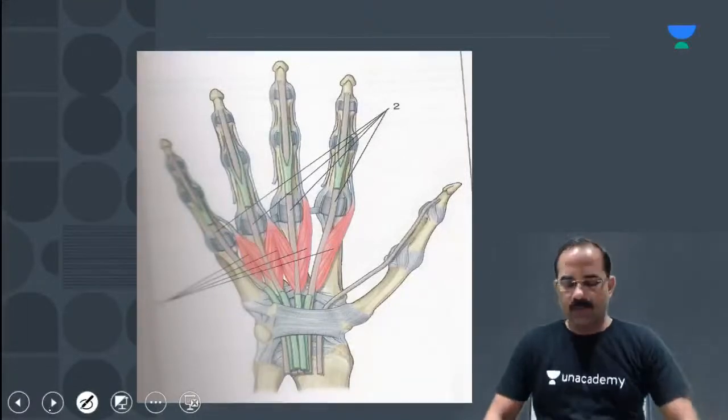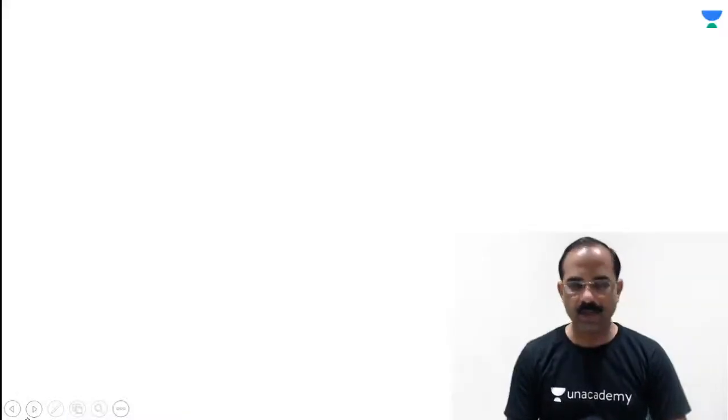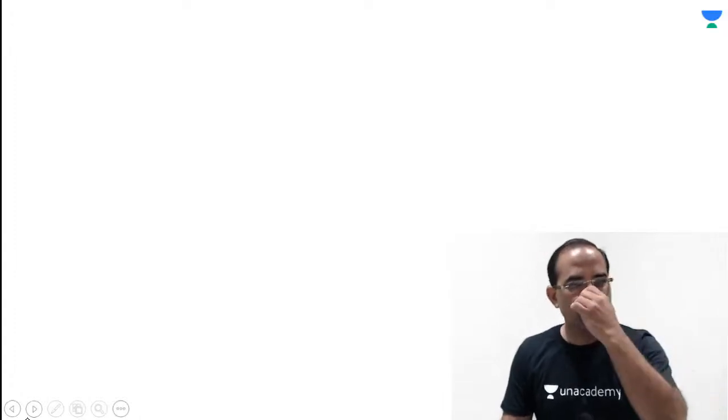Now we also discussed the interossei, and once again we'll discuss the interossei. What are these interossei? Interosseous means between the bones. The muscles present between the bones are the interosseous muscles, and the membrane present between the bones is known as what? Interosseous membrane. And students, just for your reference, this interosseous membrane belongs to what type of joint? If anyone can answer this.